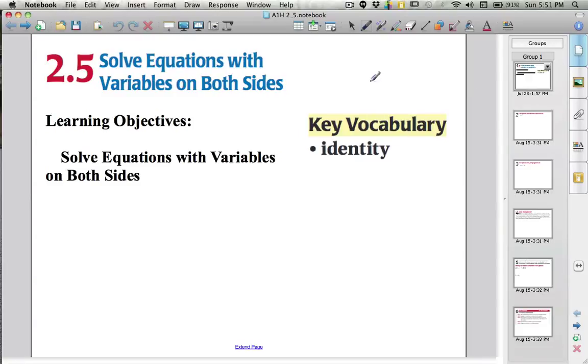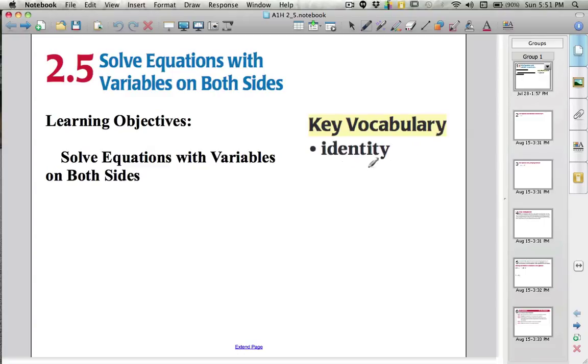In section 2.5, we're going to take the multi-step equation concept on to a new level and work on solving equations that have variables on both sides. So what we're going to want to do is get the variables onto the same side by using properties of equality, again, adding, subtracting, multiplying, and dividing, and then combine like terms and solve. So it's all things we've done already in the other sections.